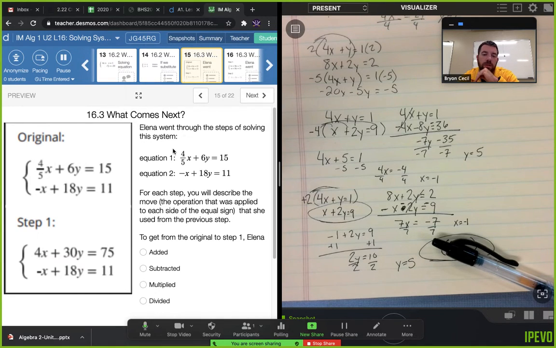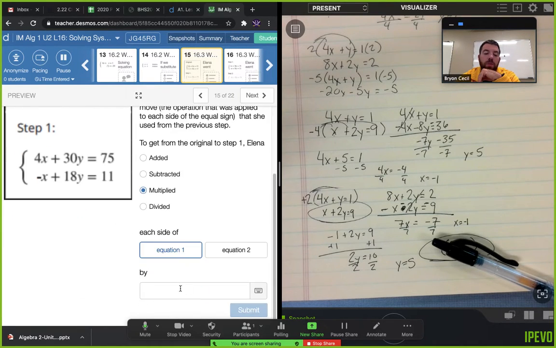Okay, let's look at our first equation. 4/5 x plus 6y equals 15. The next equation is negative x plus 18y equals 11. Now, she got a 4 here. How'd she do that? Well, here she had a fraction. She didn't like the fraction. So how do you get rid of that denominator? If it's a 5 in the denominator, you're going to multiply.